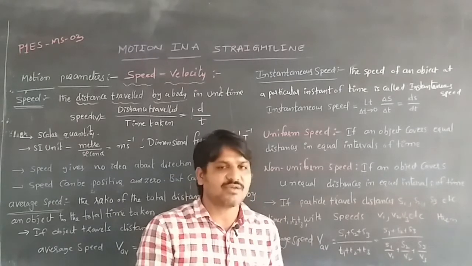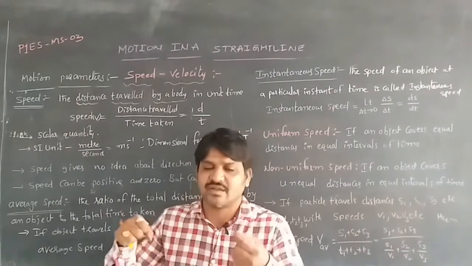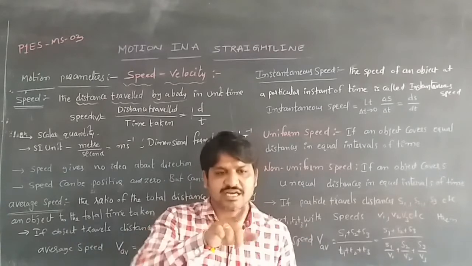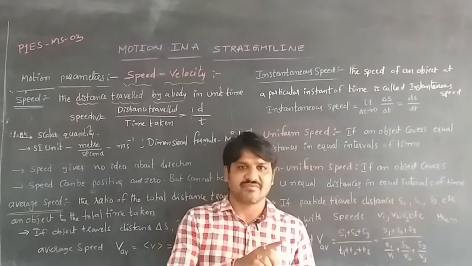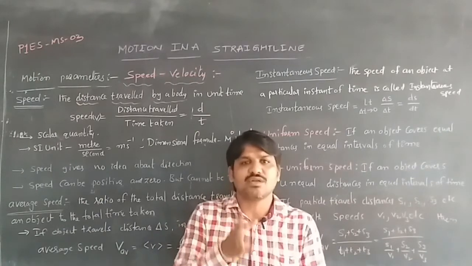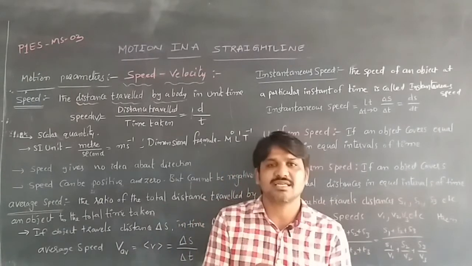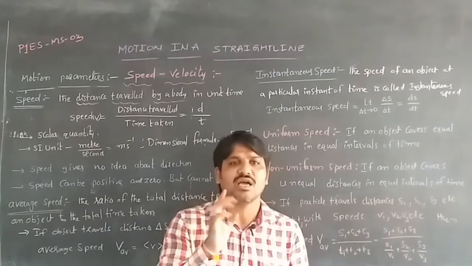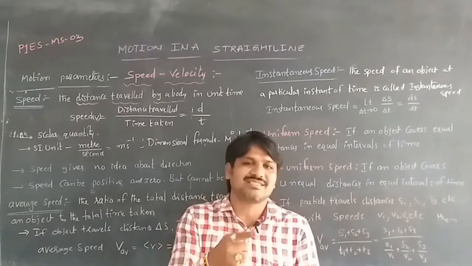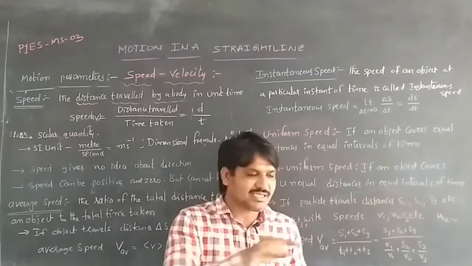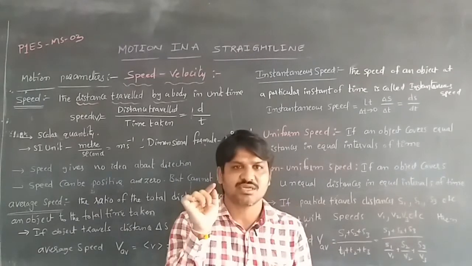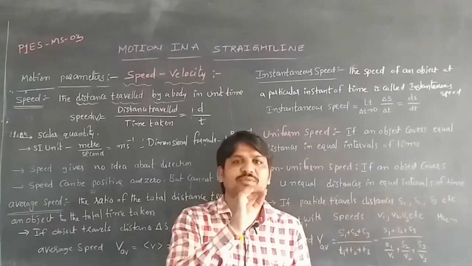That's why, whenever we are riding a bike, we can see the speedometer showing 50, 60, 70. In what direction we are going, we don't know. It does not give any idea of direction. It gives only how much distance is travelled in unit time. In the speedometer we see km/h, that is kilometers per hour.